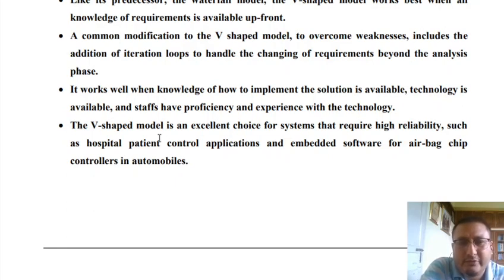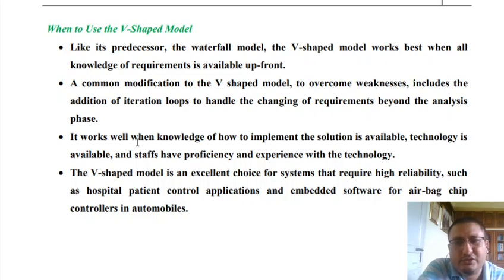And the staff is adequately trained. So in such situations, also the V-shaped model can be used. So these are the few points that you need to take into consideration when you decide upon using the V-shaped model for developing an application.